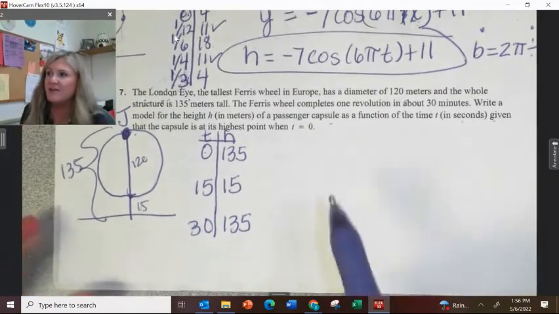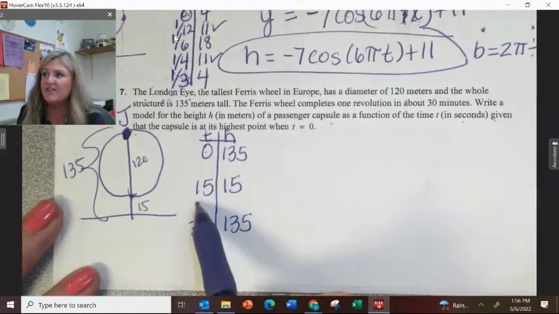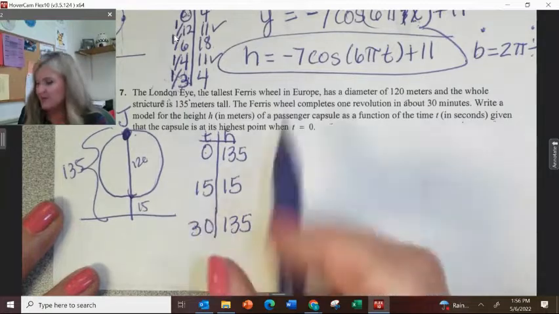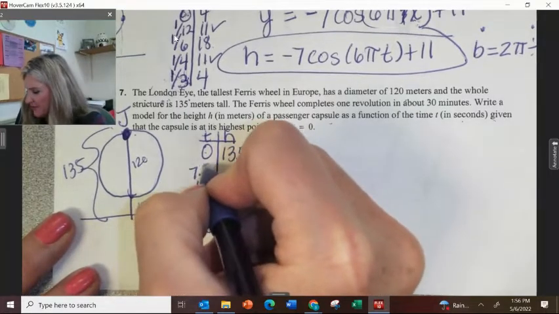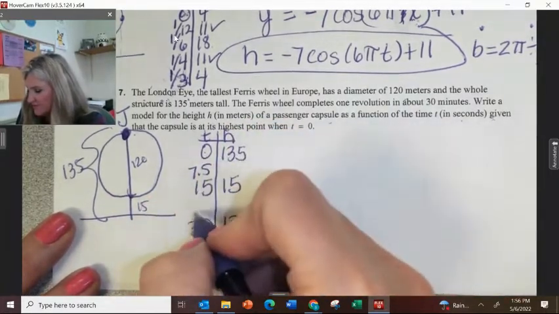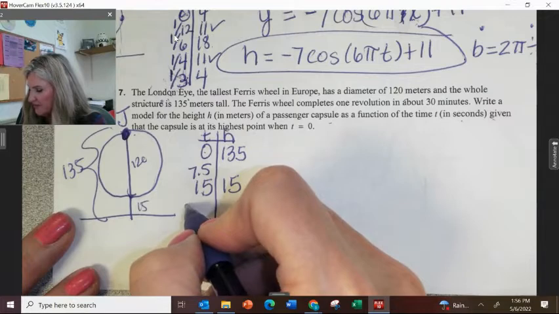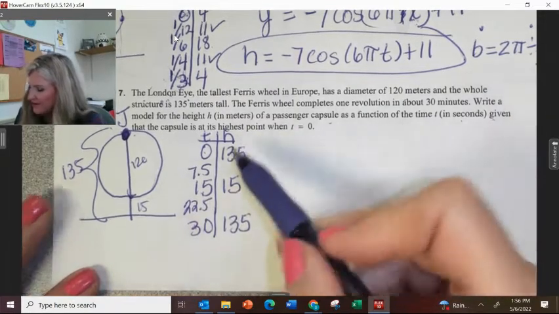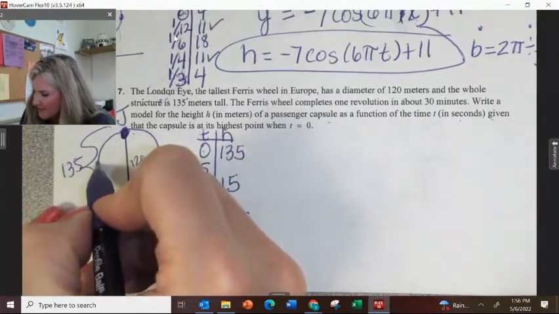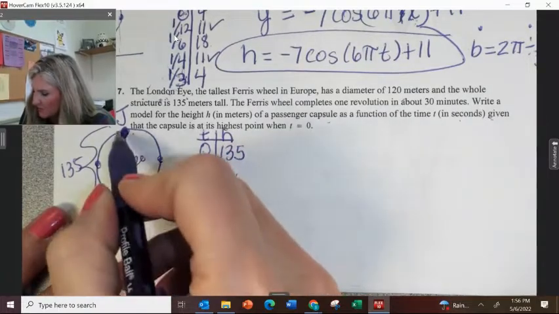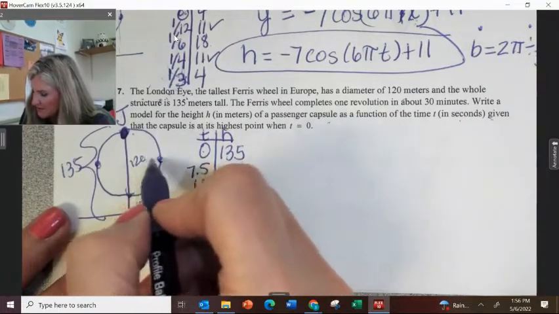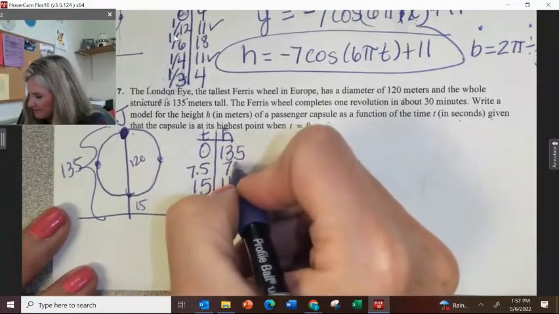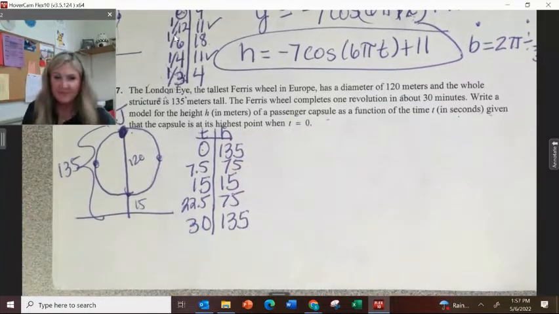Okay, do you guys know where to go now? What do I need to find? The middle. So the middle of this is 7.5. What's the middle of those? 22.5? Yeah, 22.5. Okay, now how high up is he going to be when he hits those quarter points there? 75 is right. Good. Okay, I'm going to stop.